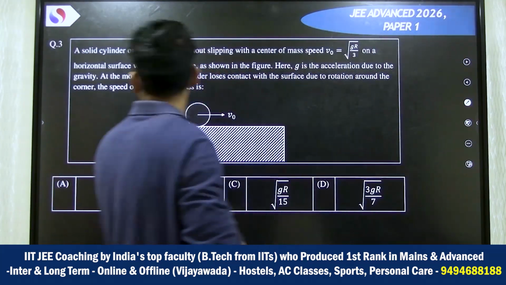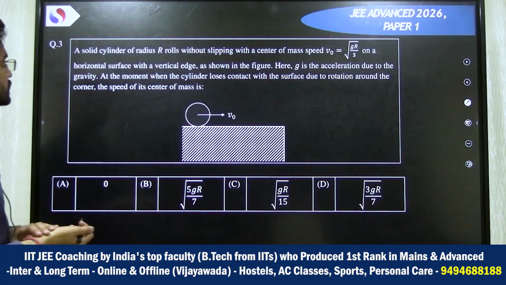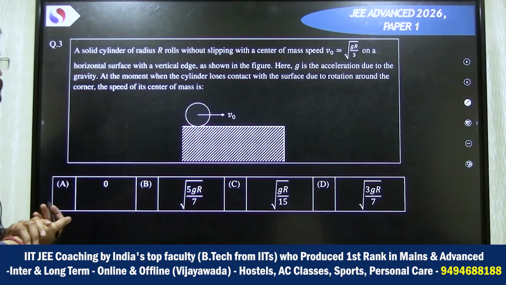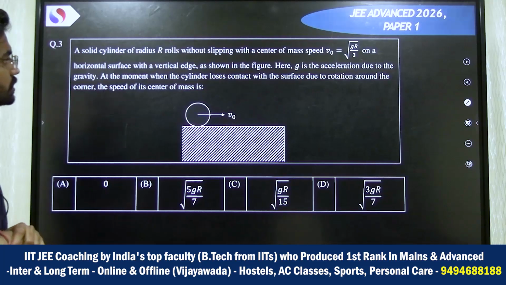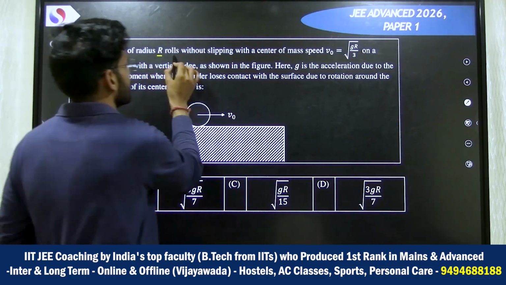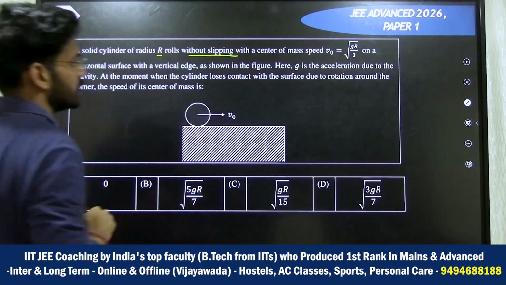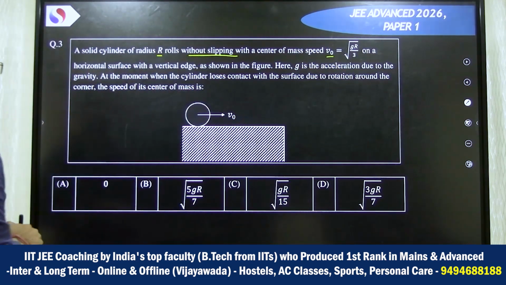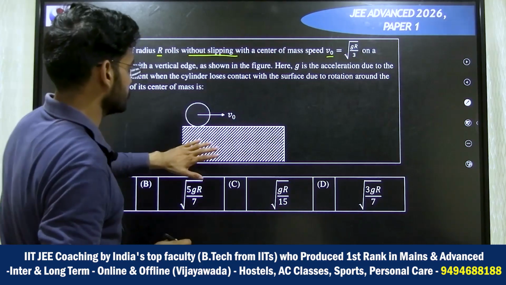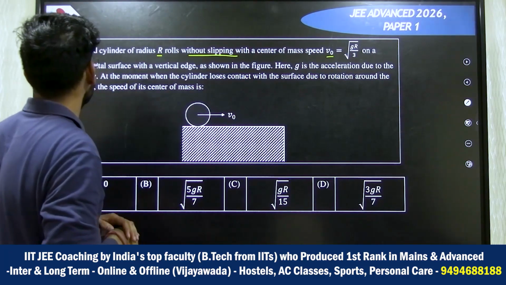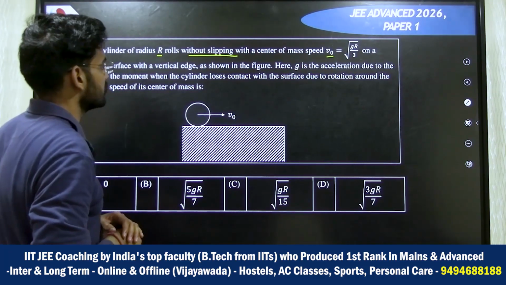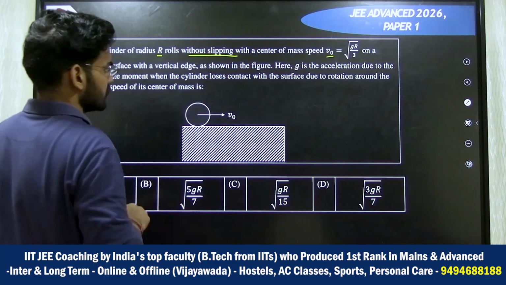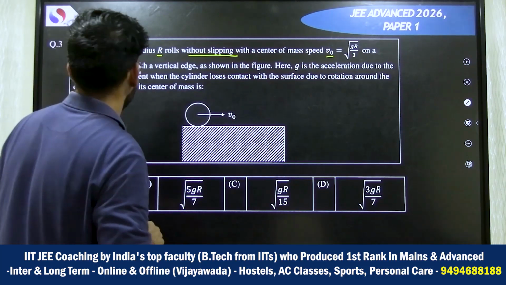Next question. Let's see what the question says. A solid cylinder of radius capital R rolls without slipping. So this is also capital R radius without slipping, with its center of mass at speed V0. V0 is given, on a horizontal surface with a vertical edge as shown in the figure. He's not saying it is moving, so keep it stationary only. Horizontal surface with a vertical edge, this is the vertical edge. Here g is the acceleration due to gravity.